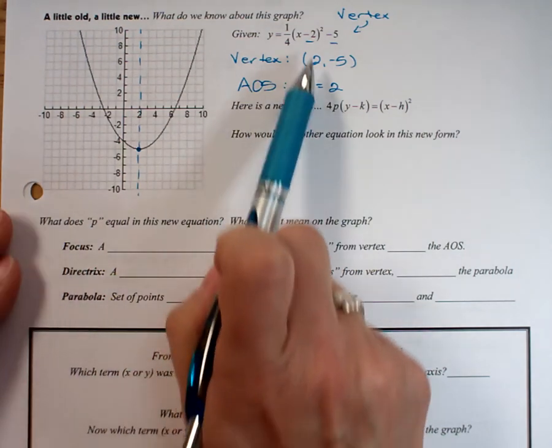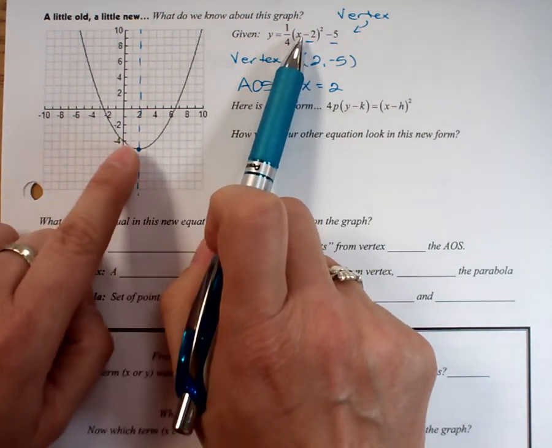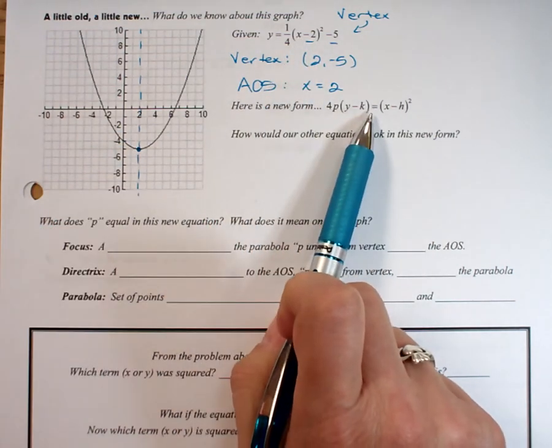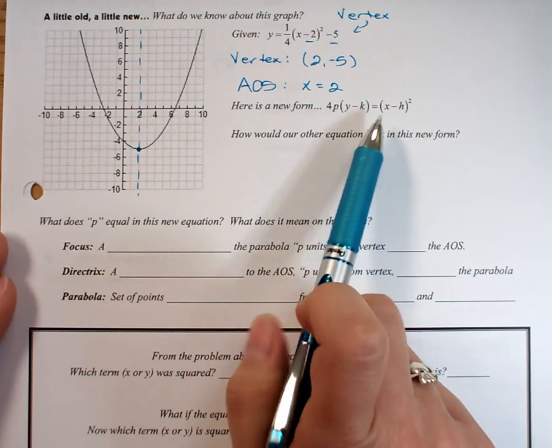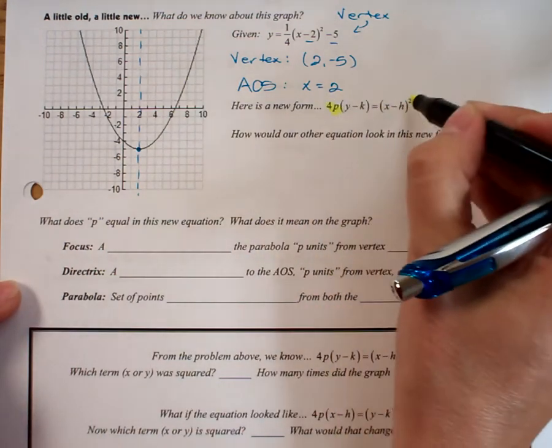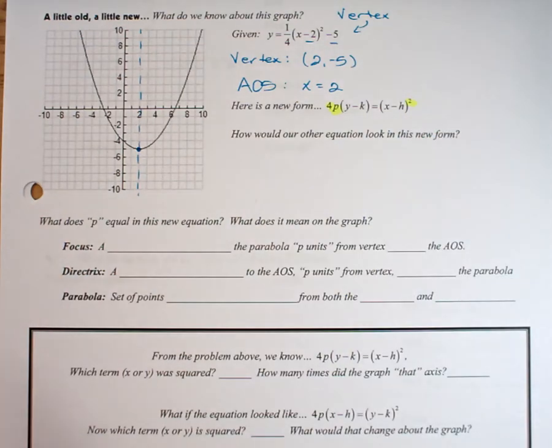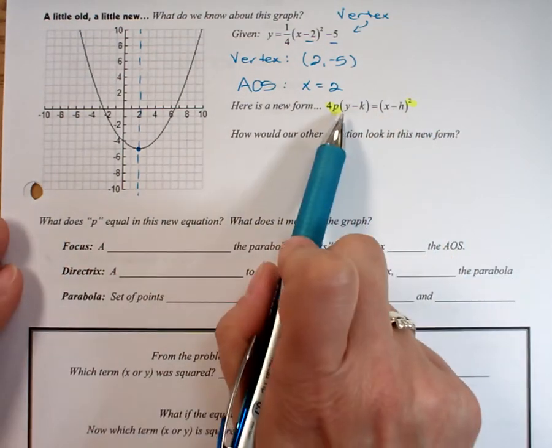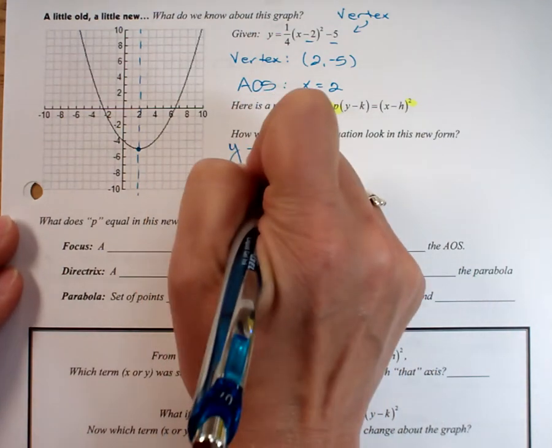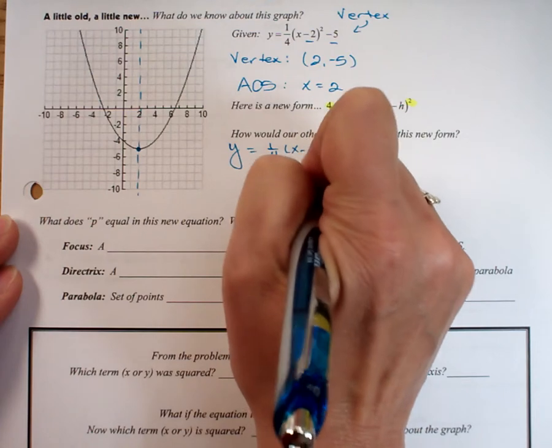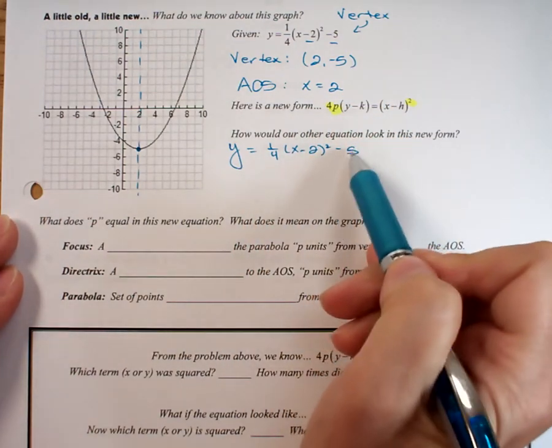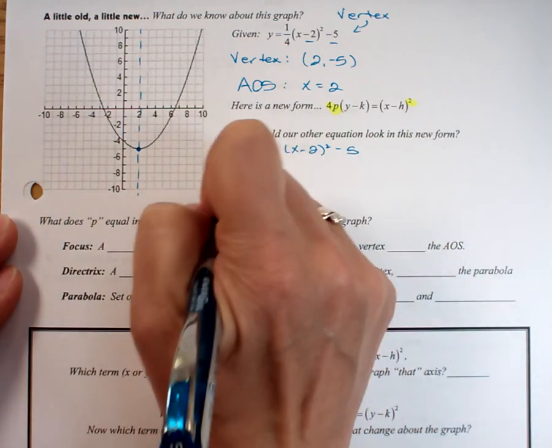So what we want to do is take this equation, knowing that it applies to this graph, and transform it to our new form and see how that new form can be useful for us. What we need to ultimately do is get the (x minus h) squared on one side and everything else on the other. So we're going to rewrite this equation: y equals 1/4 (x minus 2) squared minus 5. First thing we're going to do is move that 5 to the other side.